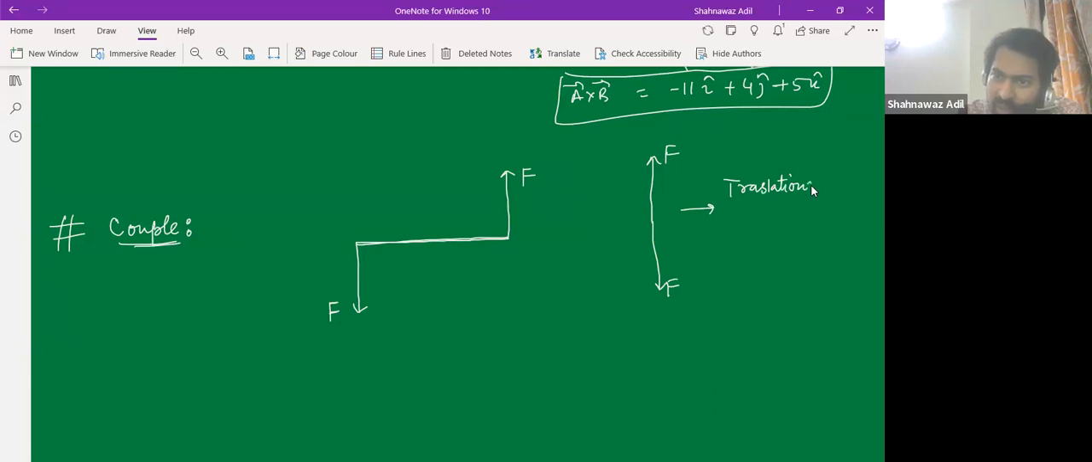So they will not move in this direction or in this direction, right? Whenever two forces are applied in equal amounts, whichever force is larger in that direction, the object is affected, right?